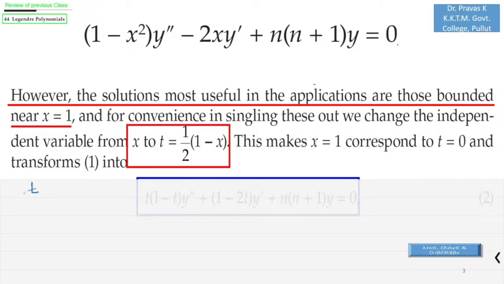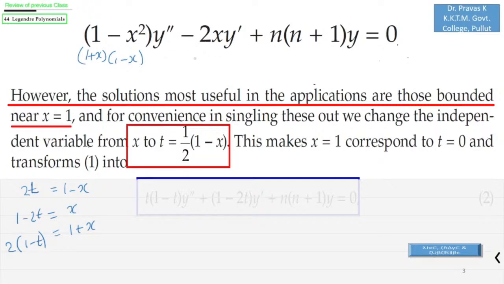Okay, so when we apply this change, we could see that t is equal to half (1 minus x), so 2t is equal to 1 minus x, and therefore x is equal to 1 minus 2t. And what is 1 plus x? 1 plus x is 2 minus 2t, that is 2 into (1 minus t). Now using this you can replace this part with (1 plus x) into (1 minus x). Okay, and how to replace this y double dash?